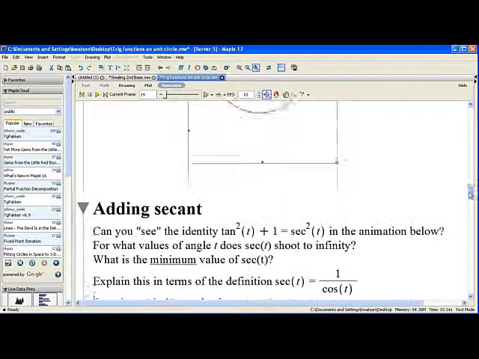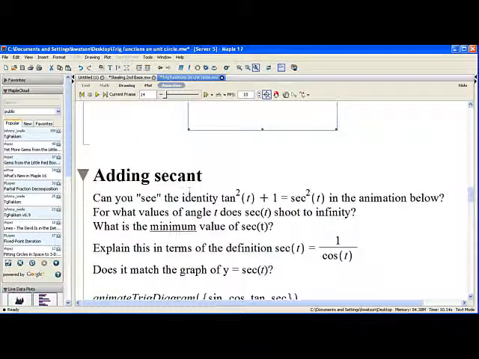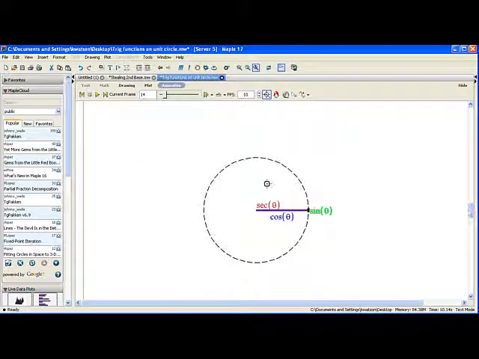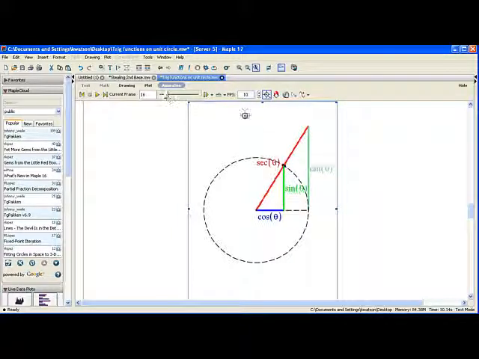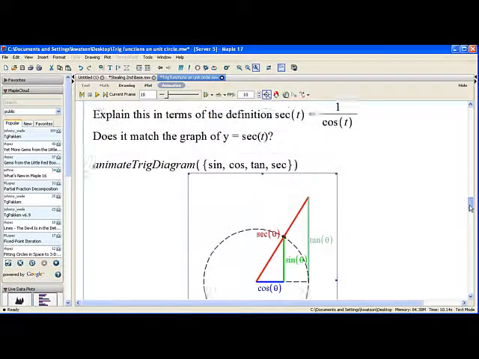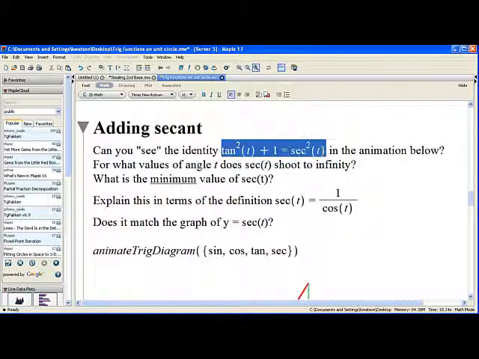Now let's add in the secant. First I'm going to show you the diagram, and then we'll go through the questions here. So now we're talking about not just the slope of the red line, but the length of it as well. A very nice 10-minute lesson is why is the length of this line equal to the secant of the angle? Well, if you've covered your trigonometric identities, hopefully they've seen this one by now.